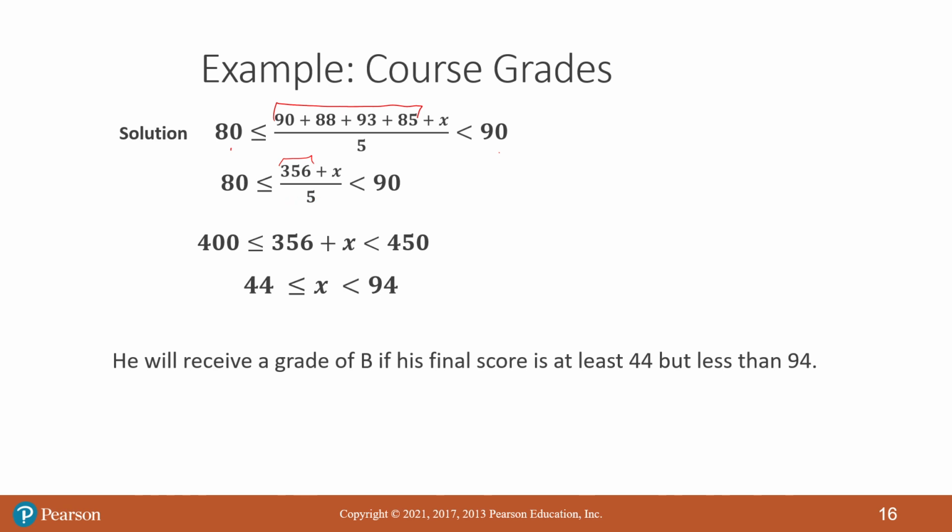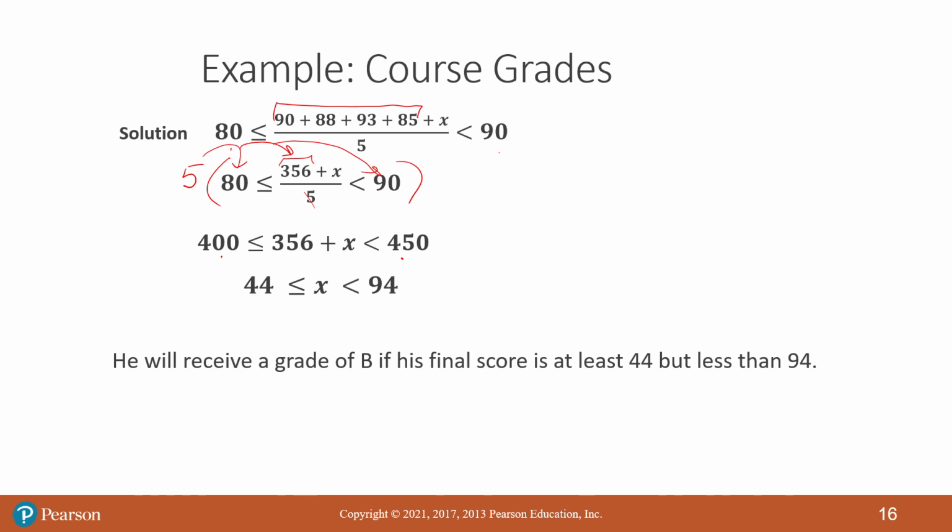Now, the next thing I have to do is I have this fraction I have to take care of. I have a 5 in the denominator. And following everything else that we've done today, we know we have to get rid of this number in the denominator. In order to get rid of that 5, I'm going to multiply everything by 5. 5 times 80 gives me 400. 5 times 356 plus x over 5 cancels this 5 out. That's where I just get the 356 plus x. It did its job, it canceled that 5 out when we distributed it here. And then 5 times 90 is 450. That's where this next step comes from.